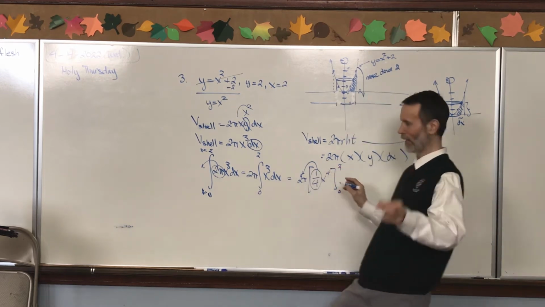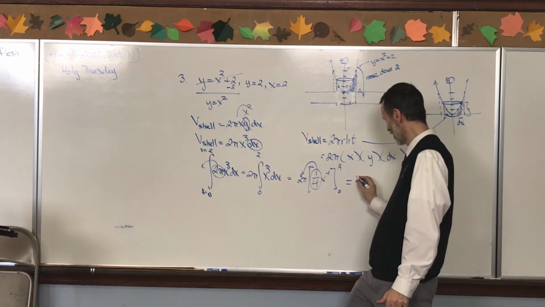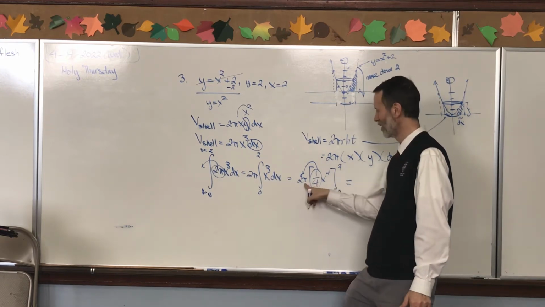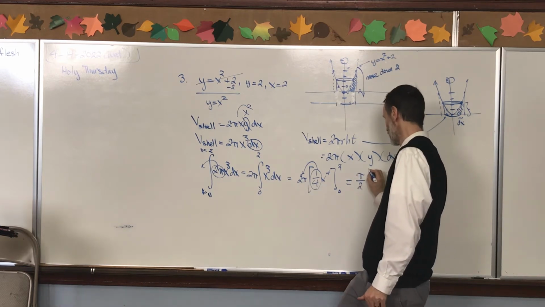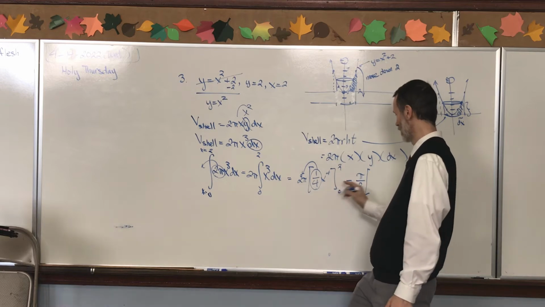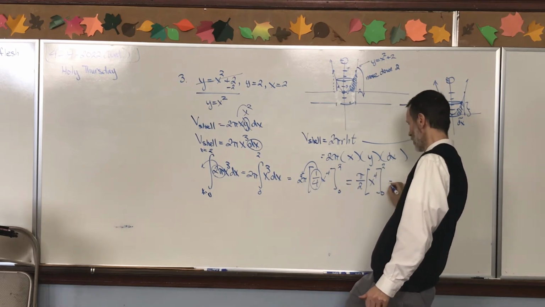What would that make, by the way? What's 2 pi times a 4th? 1/2 pi. You can do pi over 2 or 1/2 pi. And it's going to be x to the 4th evaluated from 0 to 2.